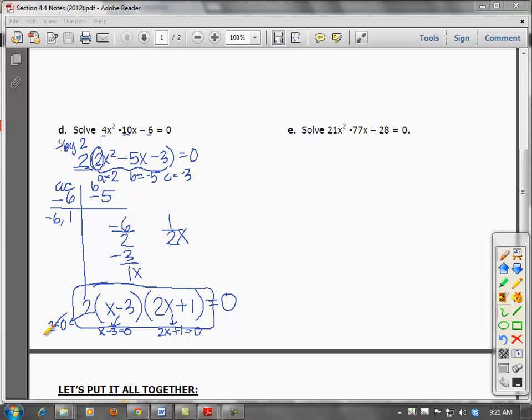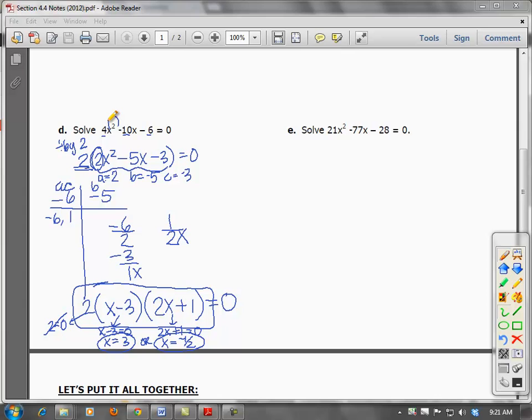When x minus 3 equals 0, x equals 3. When 2x plus 1 equals 0, you can solve this and you get that x is -1/2. So again, you have two solutions because you started with an x squared. Okay, so keep that in mind.